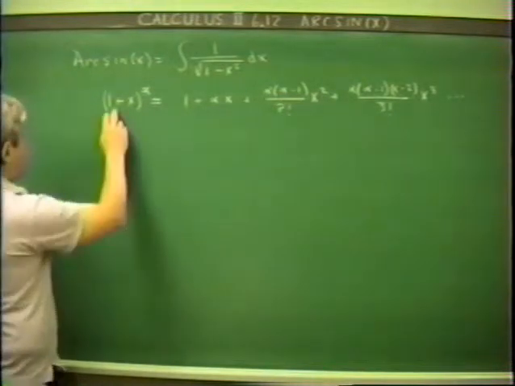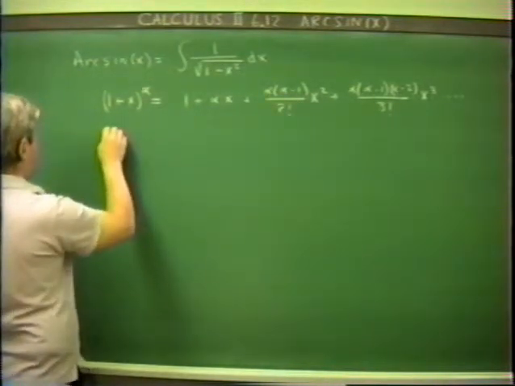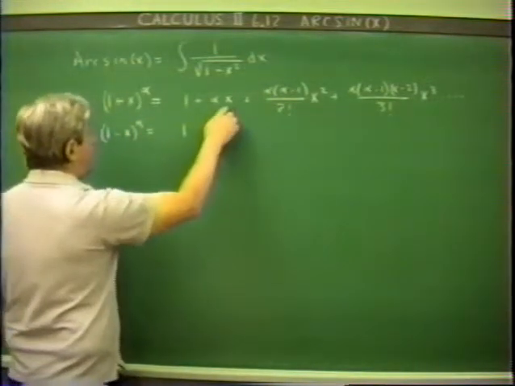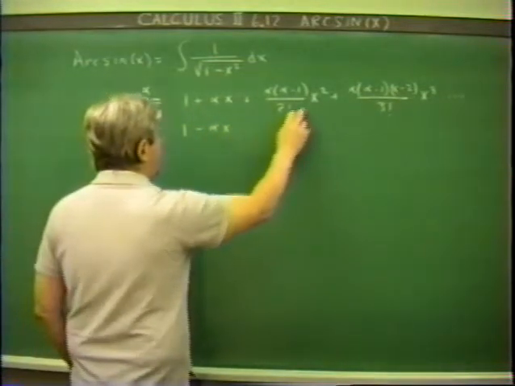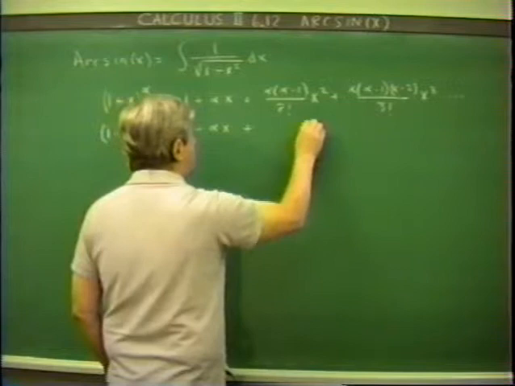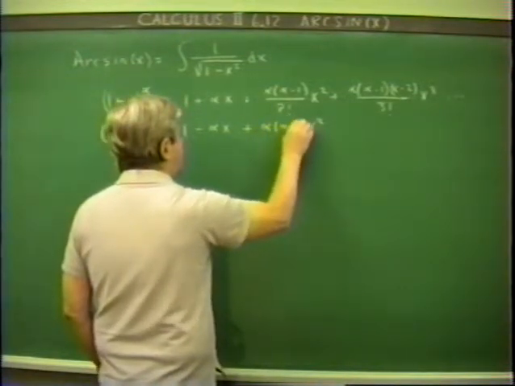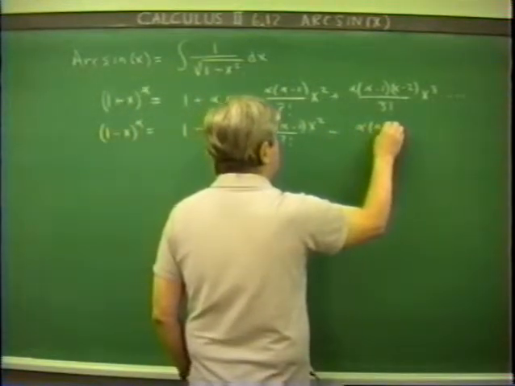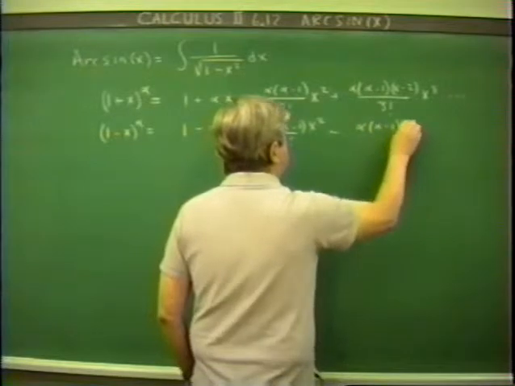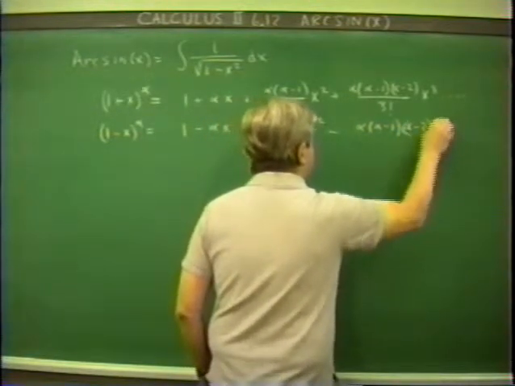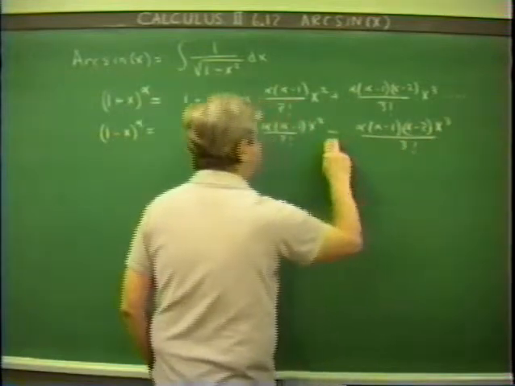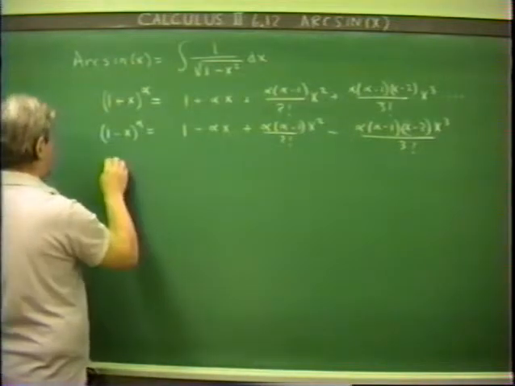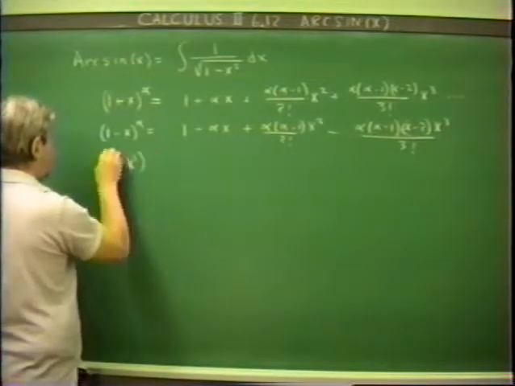Okay, instead of x in here, we want to have minus x squared, and alpha is going to be minus 1/2. So let's first of all replace x with minus x. So 1 minus x to the alpha is equal to 1, minus alpha x, plus alpha times alpha minus 1 over 2 factorial x squared, because minus x squared is the same as x squared. And we have minus alpha times alpha minus 1 times alpha minus 2 times x cubed over 3 factorial, because minus x cubed is going to give you a minus sign there.